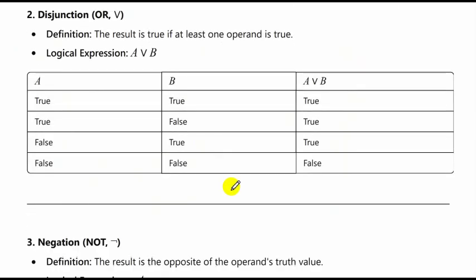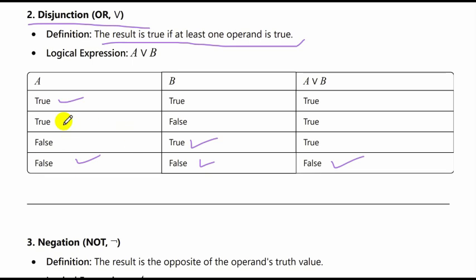Next, let's look at the disjunction, or the OR operand. In this, the result is true if at least one operand is true. If both propositions are false, then only the entire conclusion is false. Otherwise, we take it as true. That is, even if A is true, or B is true, or both are true, the conclusion will be true. If either A or B is true, then also it will be true. This is exactly opposite of AND, or conjunction.